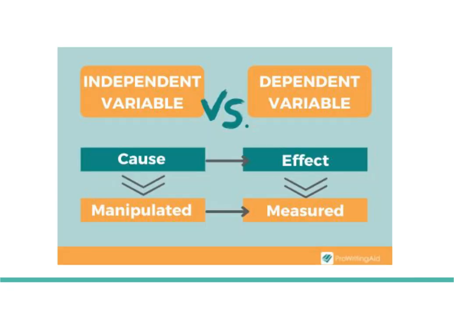All right, so now we're going to talk about independent and dependent variables. An independent variable is something on its own. A dependent variable depends on something else happening. An independent variable is the cause. It can be manipulated. The dependent variable is the effect of something happening. It's what we measure.